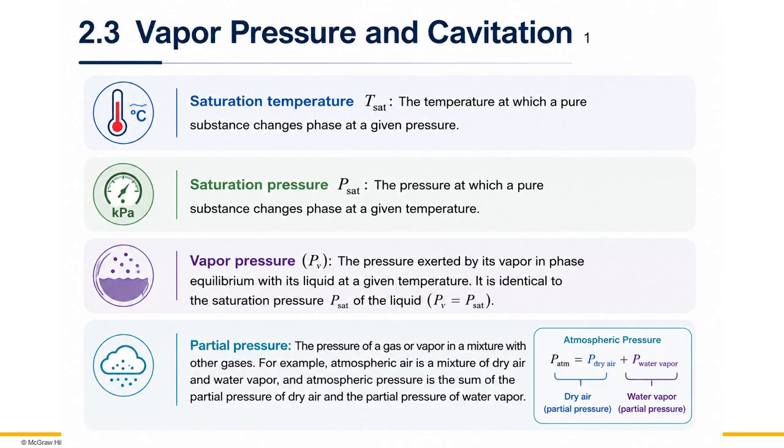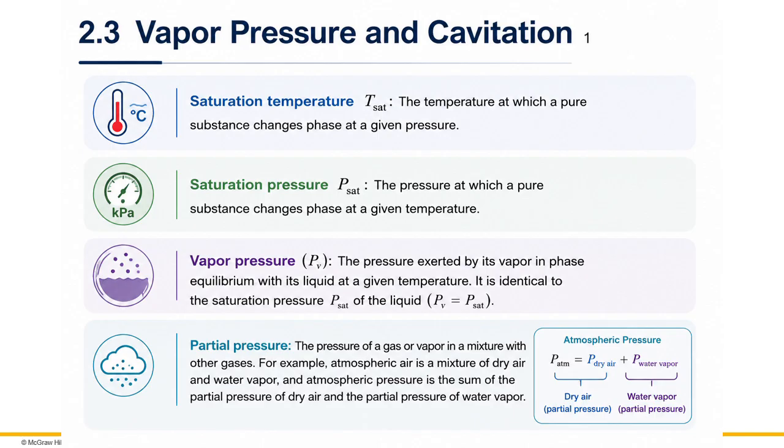The third term is vapor pressure, written as P subscript V. Vapor pressure is the pressure exerted by vapor molecules when the vapor is in equilibrium with liquid at a given temperature. For a pure substance at equilibrium, Pv is equal to Psat. So, vapor pressure and saturation pressure represent the same physical condition when the liquid and vapor are in equilibrium.